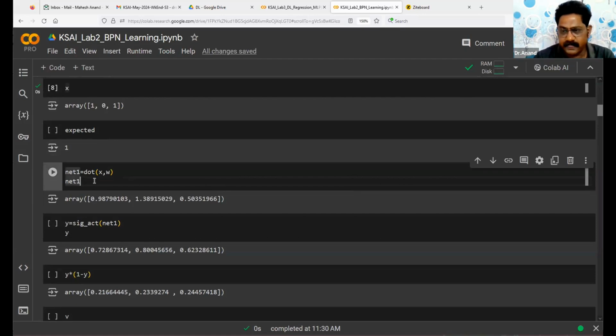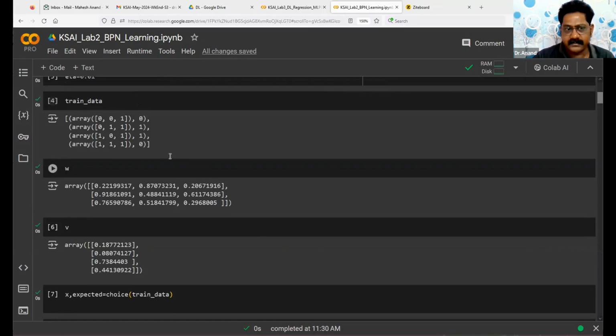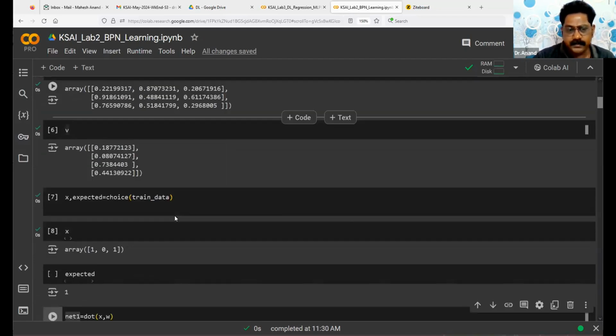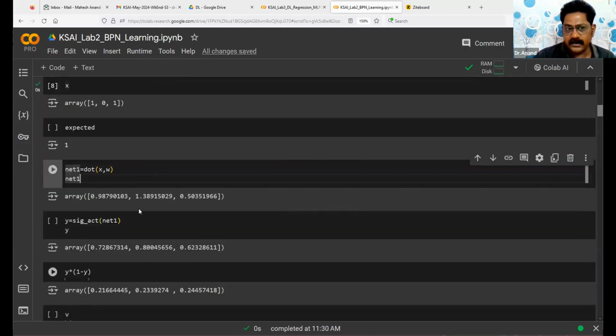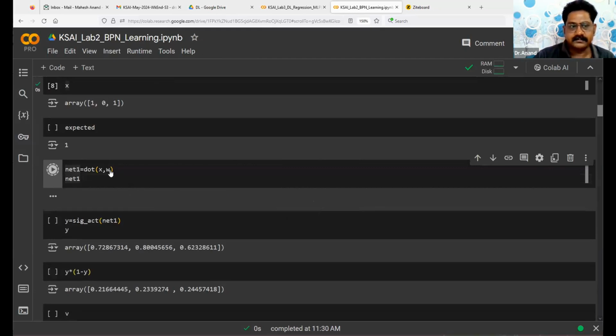What is the first phase? It should go to the weight matrix, W, because W is the weight matrix which connects the input to the hidden. This is 3 by 3 and your input is 1 by 3. So 1 by 3 dot product with the 3 by 3, you get a 1 by 3 vector. So first we calculate the net at the hidden layer.